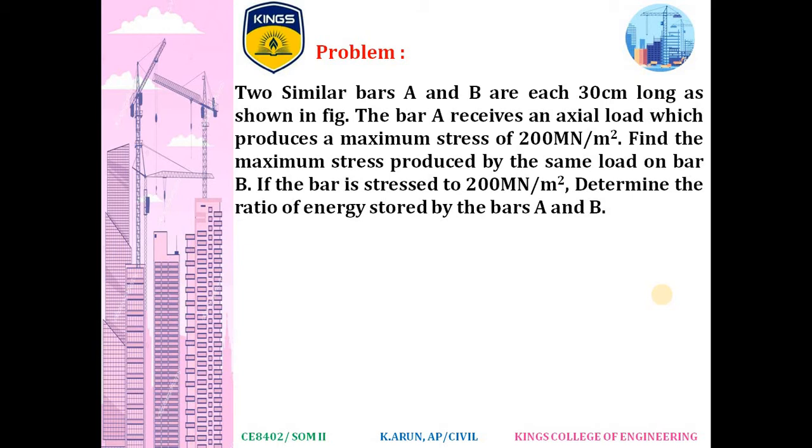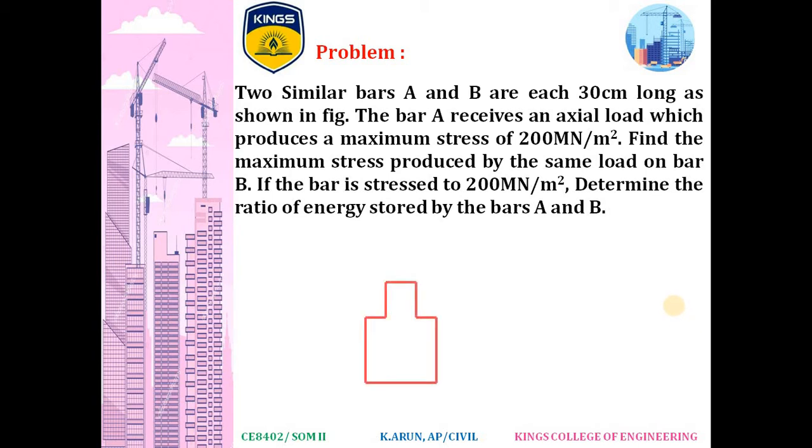So in this problem, they have compared two bars A and B. Each bar is 30 cm long, and bar A receives a maximum stress of 200 MN per meter square, which is sigma here. We have to calculate the maximum stress produced by the same load on bar B. And then if the bar is stressed to 200 MN per meter square, that is, if we consider sigma as 200 MN per meter square in bar B, after that we have to determine the strain energy stored in the bar, and then determine the ratio of the energy stored by the bars A and B. So this is the problem, and we are going to solve it now.